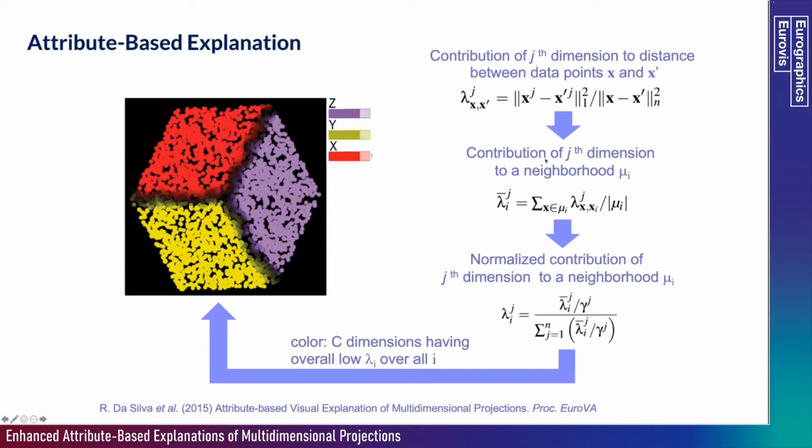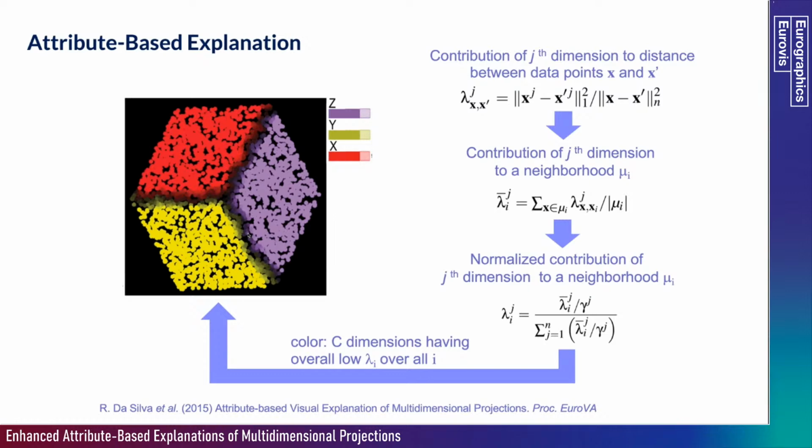This can be extended to compute the contribution over an entire neighborhood of the jth dimension simply by averaging the point pair-wise contributions I described before. And finally, we can normalize this per neighborhood contribution so that it ranges with values between 0 and 1. Intuitively, if this contribution is low, then dimension j matters little to the interpoint distance, which means that dimension j explains well why points in the neighborhood are similar.